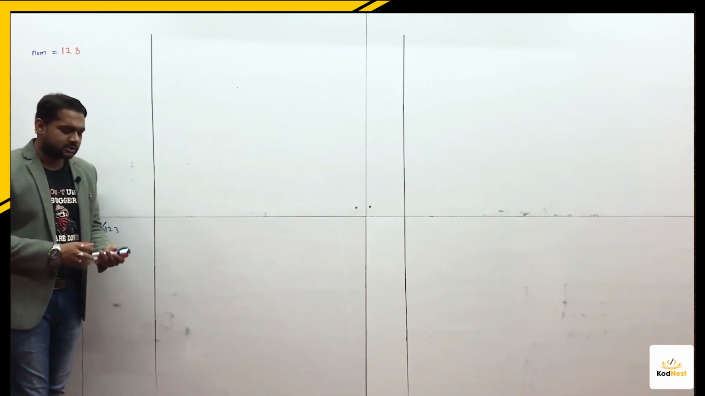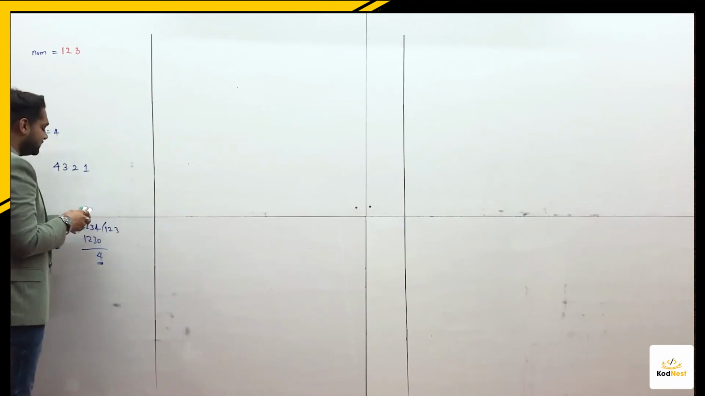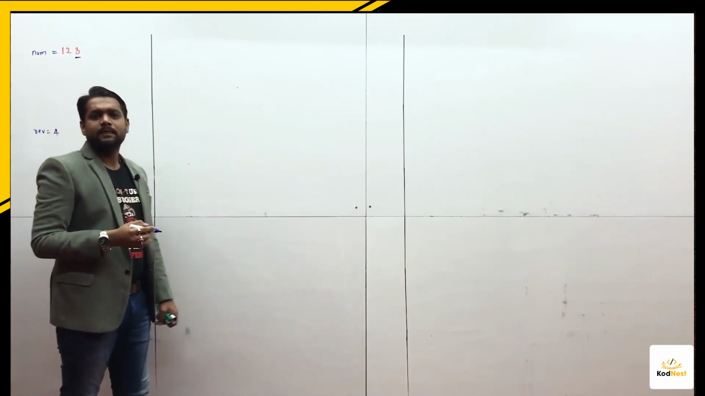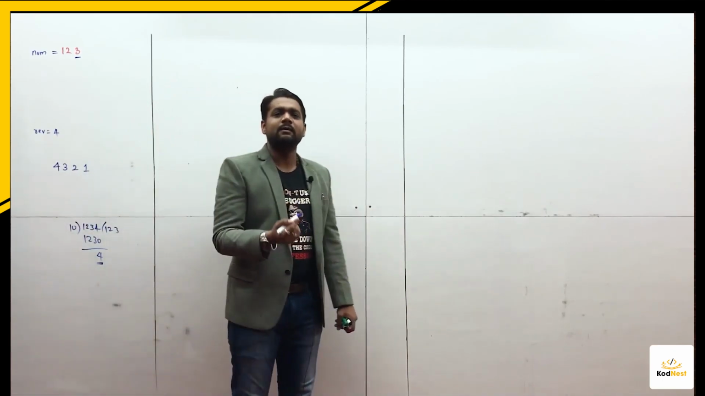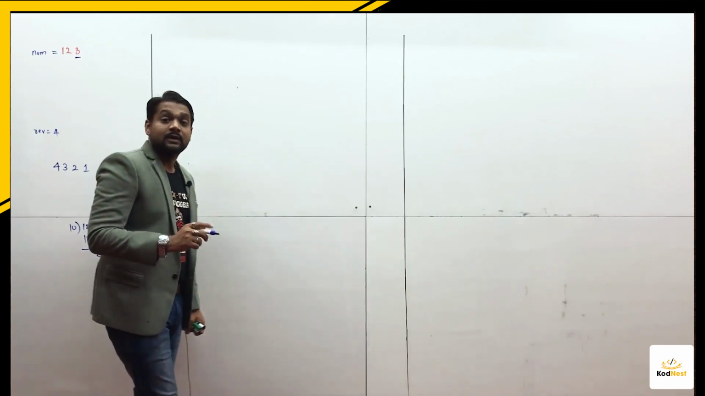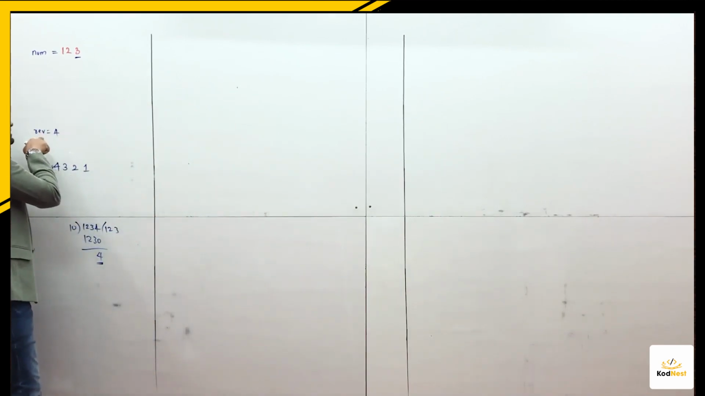Okay, sir. Next what? Again in this number, take out the last digit. How to take out the last digit? You know. Divide it by 10. Get the remainder. That remainder will be the last digit. That last digit, add it to this reverse.